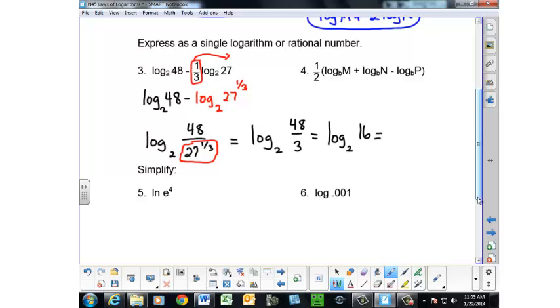Okay, now we're back to where we were in the previous lesson where we need to find the exponent. 2 to what power equals 16? And the power is 4. 2 to the 4th power is 16. So going back to the original problem at the very beginning, all of that is equal to 4.